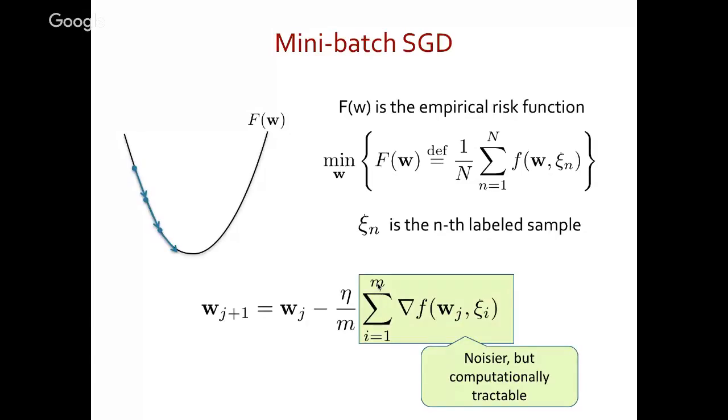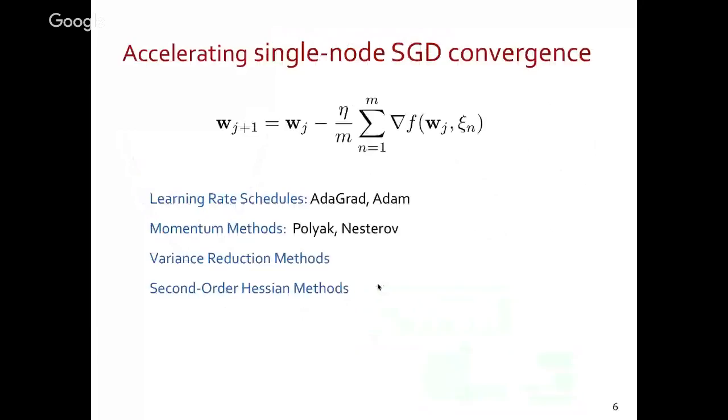So the focus of this talk is going to be on mini batch SGD, the stochastic version of gradient descent. And mini batch SGD is not new. It has been studied a lot in optimization theory and machine learning. In particular, there has been a lot of work on accelerating the convergence of mini batch SGD at a single computing node. So there are learning rate schedules like ADAGRAD, ADAM, momentum methods, variance reduction methods, second order methods, and so on. But the catch is that most of these methods have been designed for mini batch SGD when it is run at a single computing node.